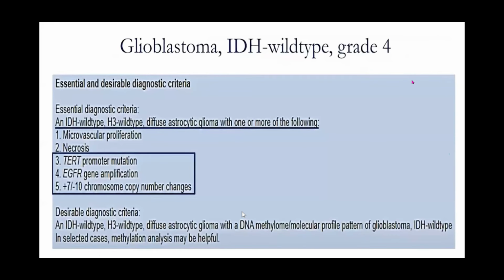In the glioblastoma IDH wild type or grade 4, which is a separate entity now, the essential diagnostic criteria are the same as in the earlier classification: microvascular proliferation and necrosis, with or without TERT promoter mutation, EGFR amplification, gain of 7 and loss of 10. The other features are desirable but not really necessary to make a diagnosis.